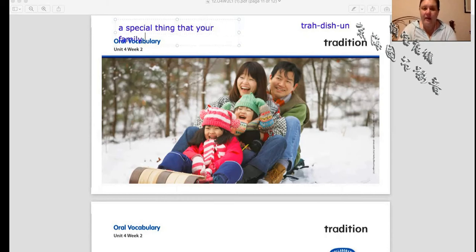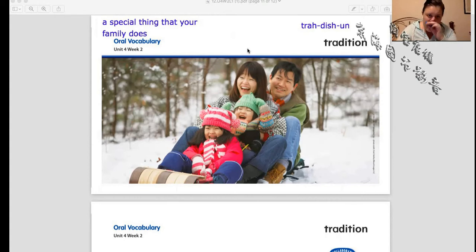Okay, so a tradition is something, okay, a special thing that your family, that's not going to work. Okay, a special thing that your family, oh yes, let's move it up here, that your family does. Okay, so it's a special thing that your family does, or it's a special thing that your culture does. Okay, so for example, Chinese tradition.